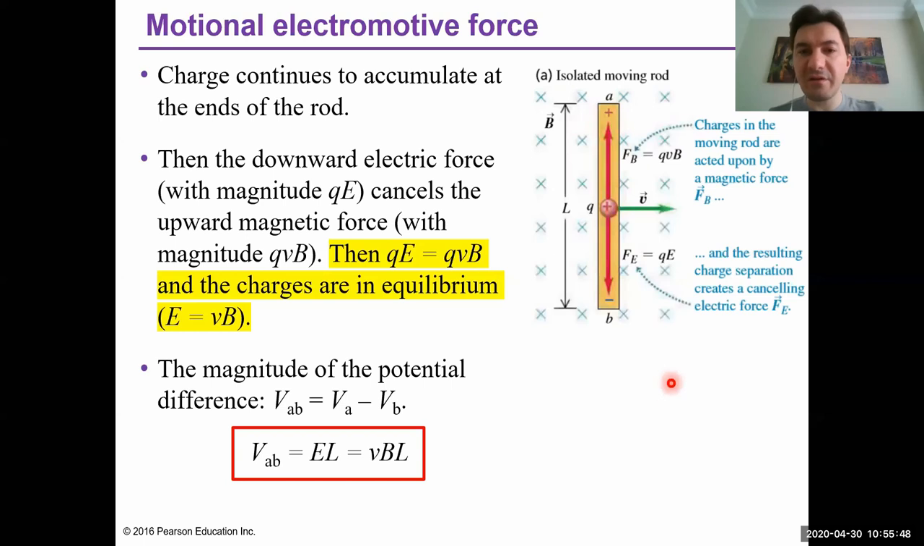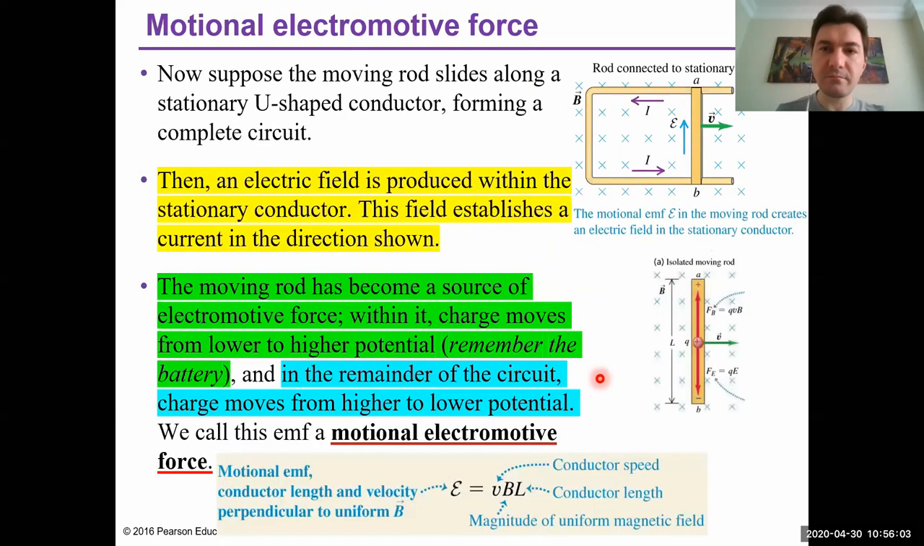But what happens if I put here a U-shaped conductor and then I close the circuit? Like this. We have considered forces acting on the positive charge on that rod when it is isolated, just a single rod. And now we put that rod here. We have a U-shaped conductor. Then we have a complete circuit, right? This is a conductor, this is also a conductor. We have a complete circuit. So what will happen?